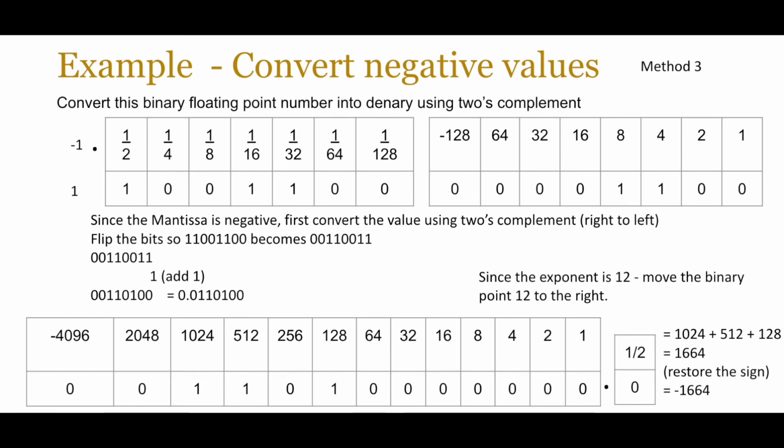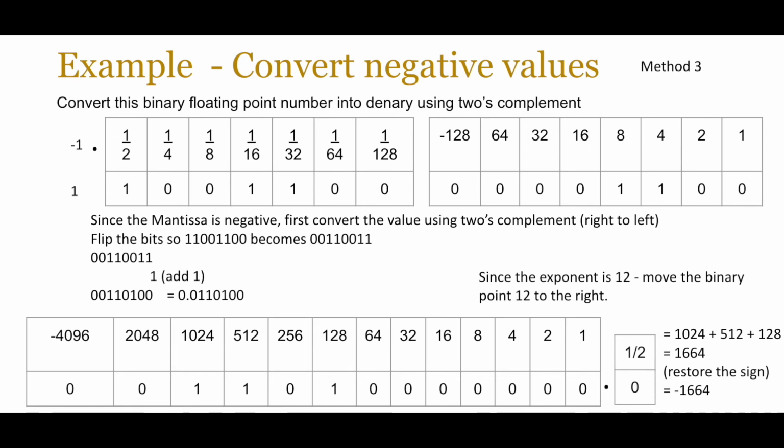So the original mantissa is 11001100. When we flip the bits, the ones become 0 and the zeros become 1. So we now get 00110011. Because it's 2's complement, we're going to add 1 to it. So we do that, that's step 2. And this now gives us a new number, which is 00110100. So remember, step 1, flip the bits. So you inverse them, and then you add 1 to it.